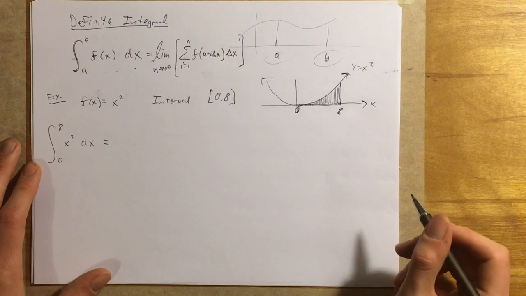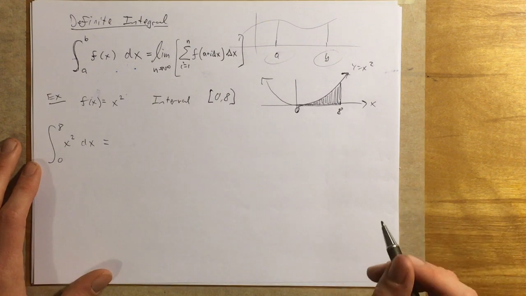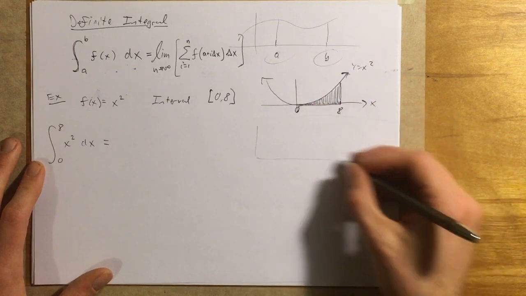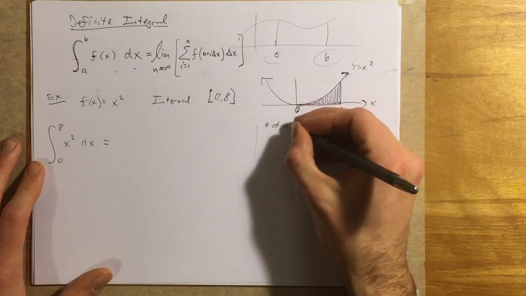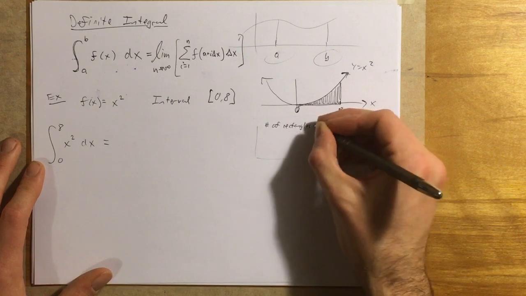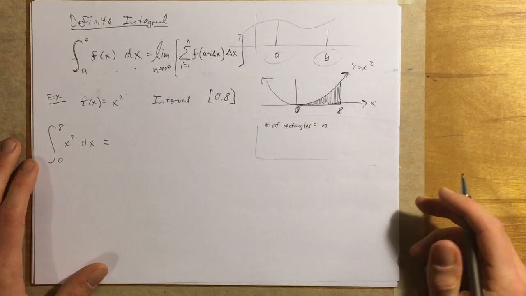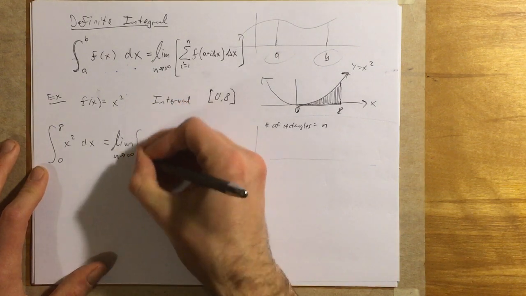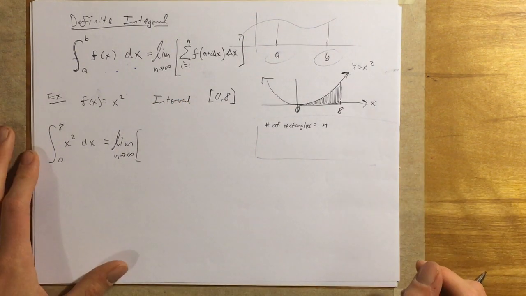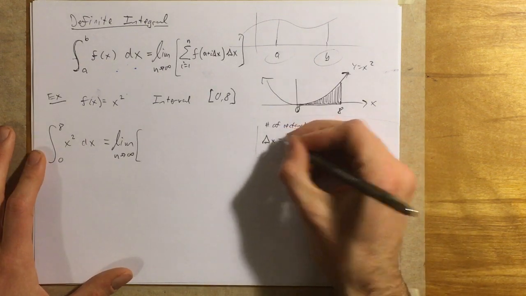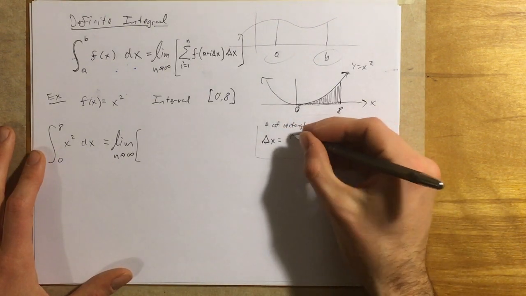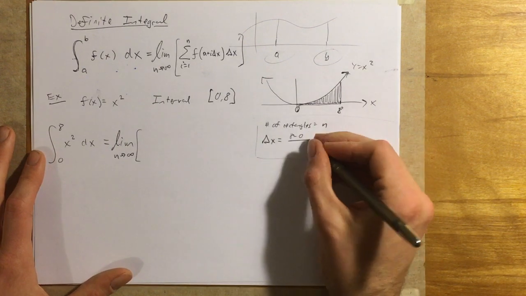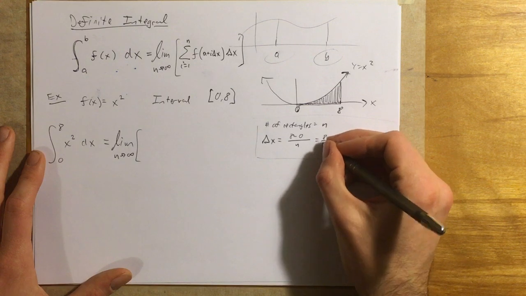Okay, so a couple of things. Let me put a couple of things over here. Number of rectangles is n. We're not going to specify the number of rectangles because we want to take a limit as that n approaches infinity, right? So that increases the number of rectangles to infinity. Then delta x, the width of each rectangle, is going to be 8 minus 0, 8 units, because that's the length of the whole interval, divided by n, right? So 8 over n, in other words.